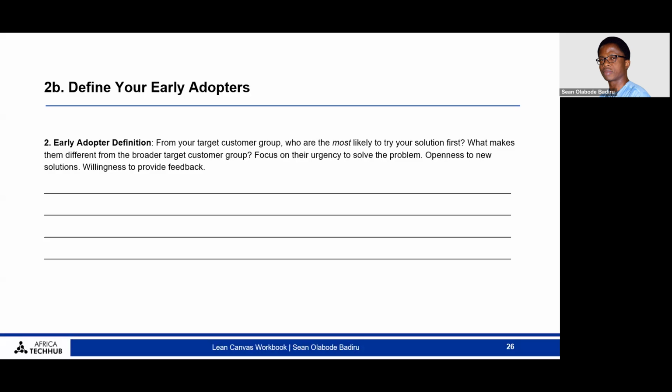Let's provide real reasons. Can you back your claims up with, I can't say facts now because you don't have any facts, but maybe an argument. Why do you think this will be the early adopters?